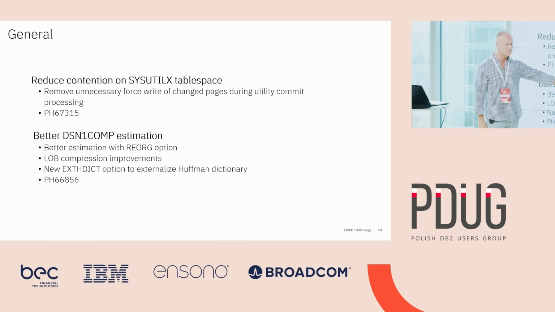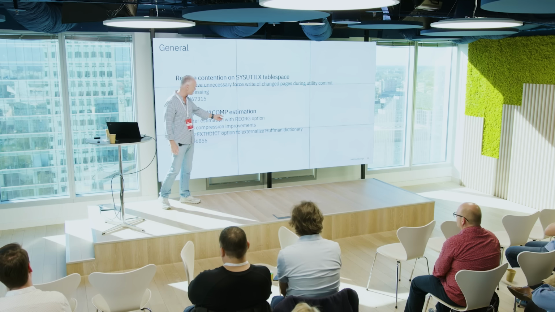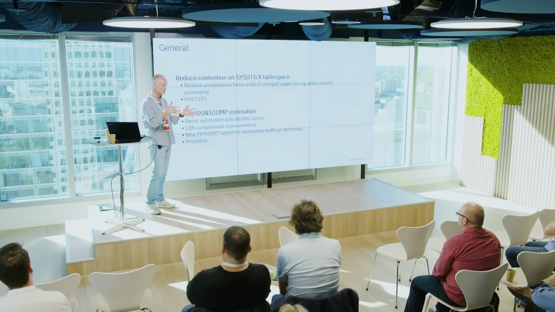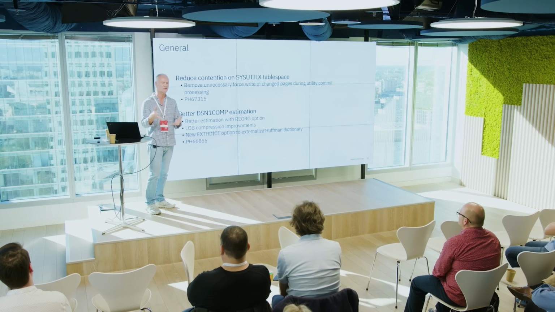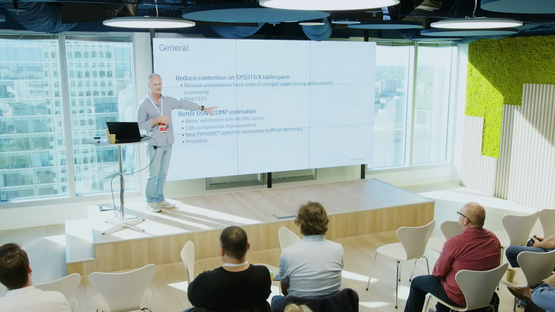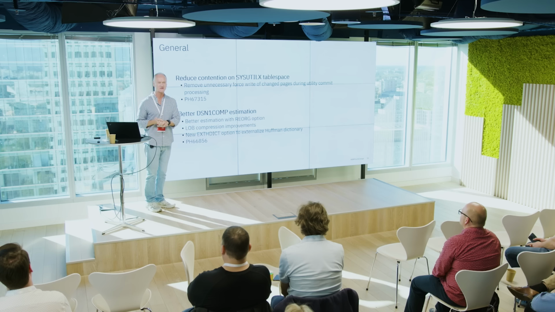And the other item here is better estimation for DSNCOMP to decide whether you should compress or recompress page sets. DSNCOMP has a reorg option, and the whole point of the reorg option is to tell you whether you should go and run a reorg in order to get better compression than you have today. But the problem was that the algorithm that DSNCOMP was using was completely different to the algorithm the reorg utility was using. And so as a result of that, you look at the DSNCOMP output and you think that you're going to get better compression by running the reorg, and then you go to the trouble of running the reorg and you don't actually get that better compression.